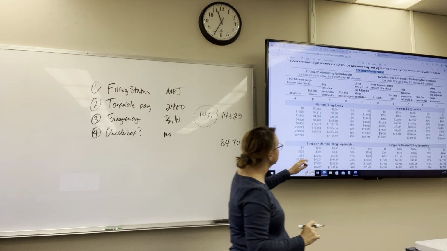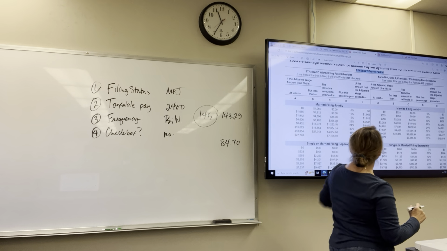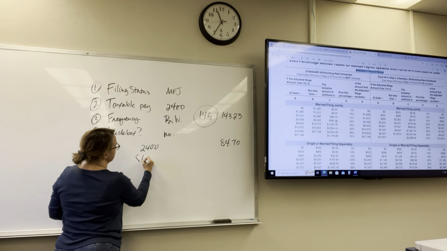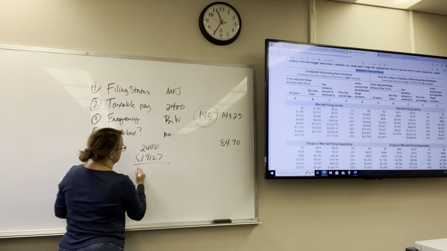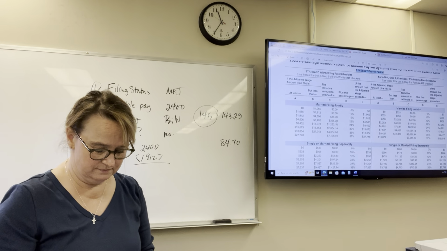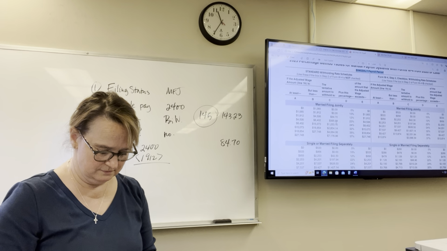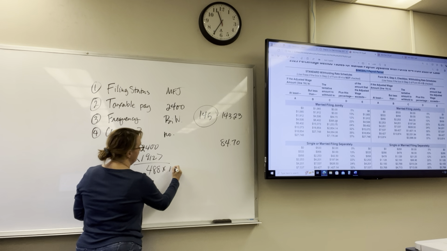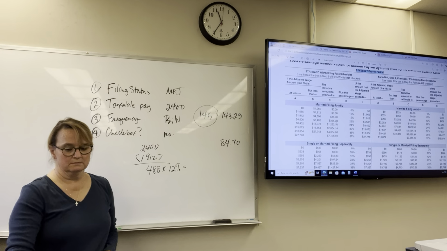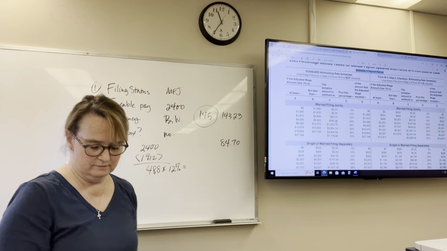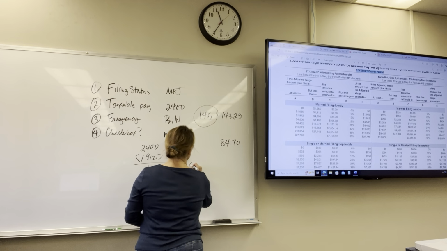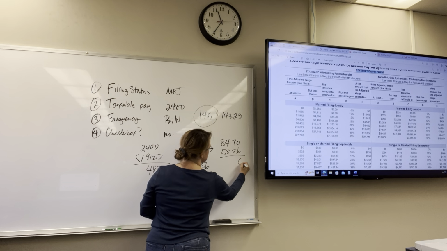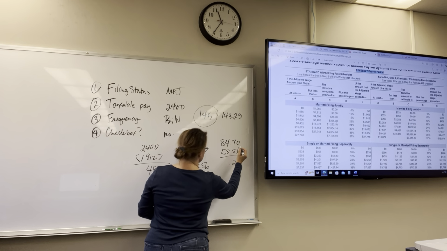Let's write that down so we don't forget it. And then it'll be 12% of the amount over 1912. So we'll take the 2,400 minus 1912, which is, how much is this? $488 times 12%, $58.56. So we're going to add that here. $58.56. Did I get that right?